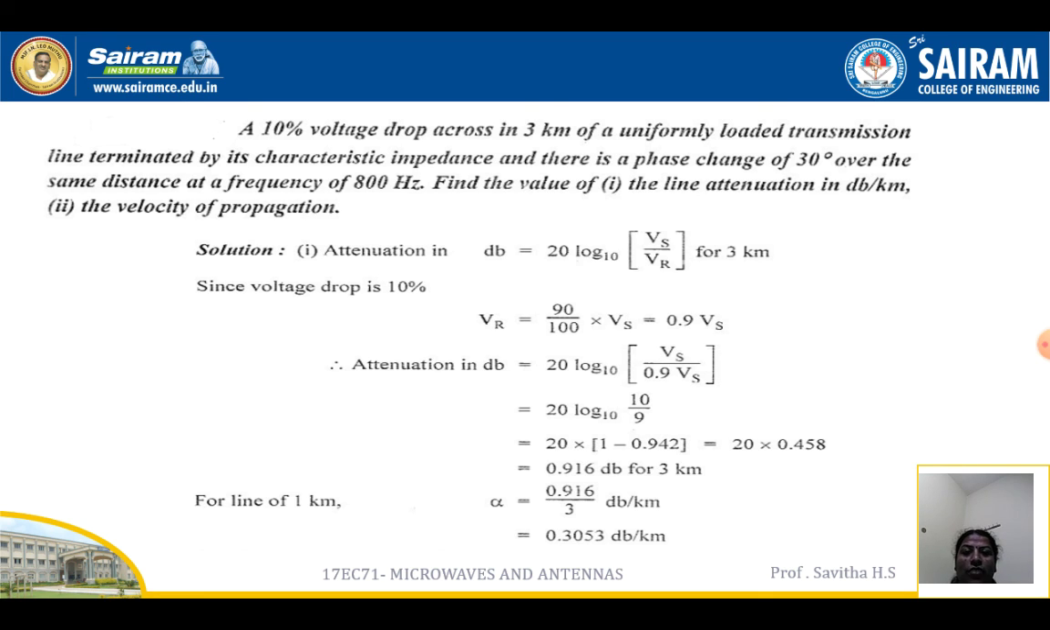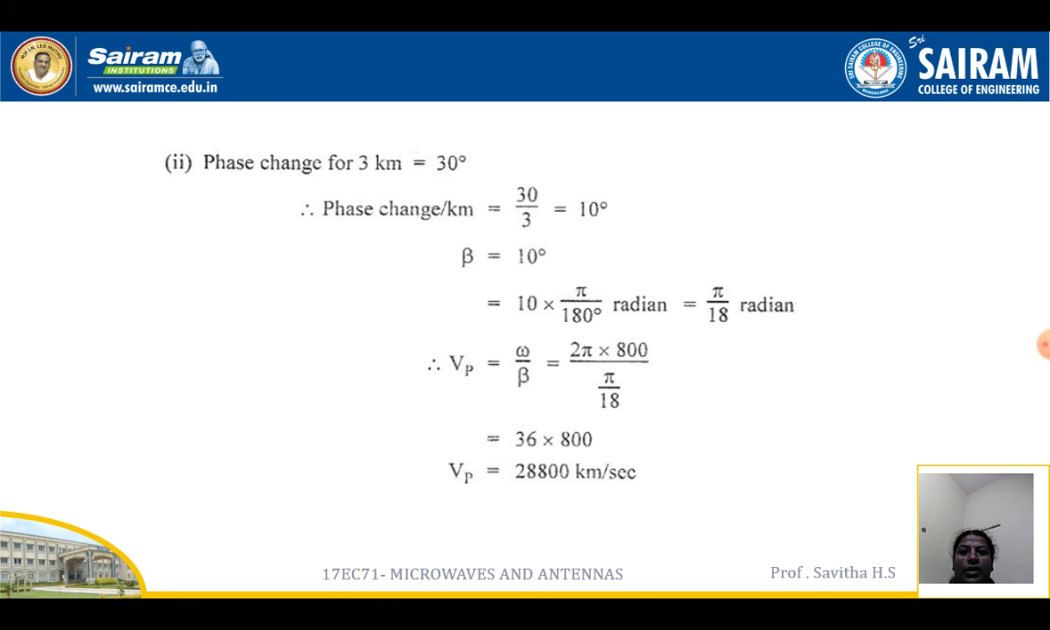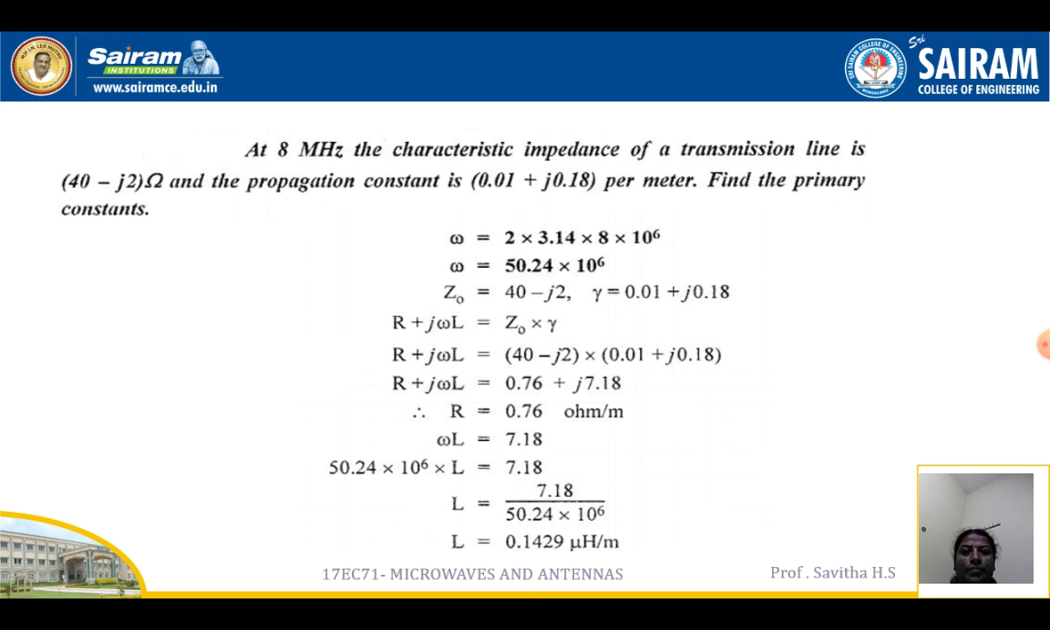Therefore, for a line of 1 kilometer, it is 0.916 divided by 3. So the answer is 0.3053 decibels per kilometer. The phase angle for 3 kilometers is 30 degrees. So 30 by 3 is 10 degrees. So the beta value is 10 degrees per kilometer. Converting into radians, that is 10 times pi by 180, which is pi by 18 radians. So the phase velocity Vp is equal to omega by beta, and Vp is equal to 28,800 km per second.